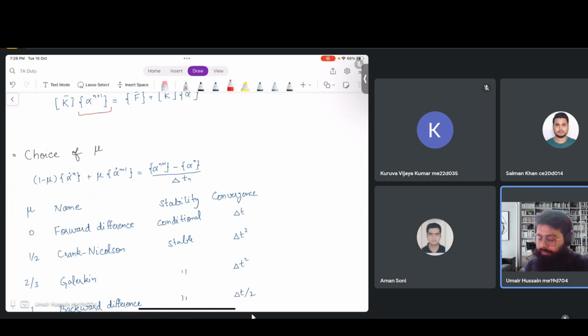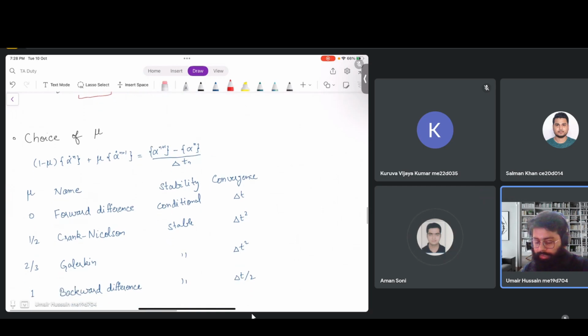And then mu equal to half is known as the Crank-Nicolson method. This is unconditionally stable. There is no condition. It is definitely stable, and its convergence is also good. As we reduce the time step, the error would reduce by square. And then we have 2 by 3, that's called the Galerkin scheme, that is also stable. And then mu equal to 1, that is the backward difference, also known as the implicit scheme. This is also stable, and its convergence is in delta t by 2.